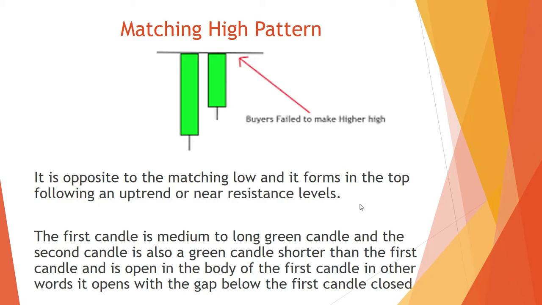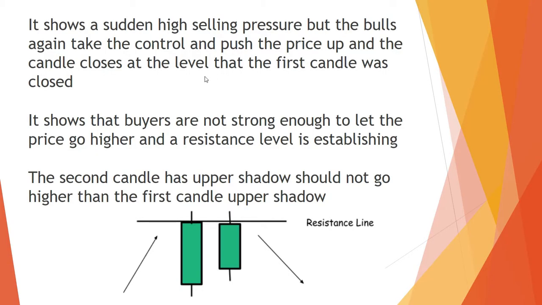Matching high pattern is opposite to the matching low pattern, and it forms in the top following an uptrend or resistance level. The first candle is a medium to long green candle, and the second candle is a shorter green candle than the first candle. It opens in the body of the first candle. In other words, it opens with a gap below the first candle's close. It shows a sudden selling pressure, but the bulls take control again and push the price up, and the candle closes at the level where the first candle closed.